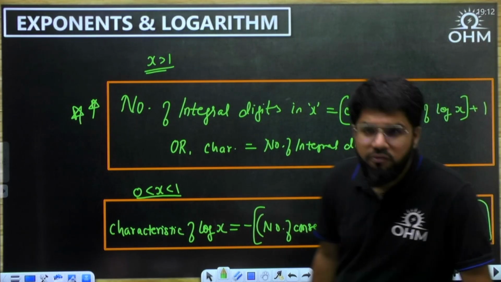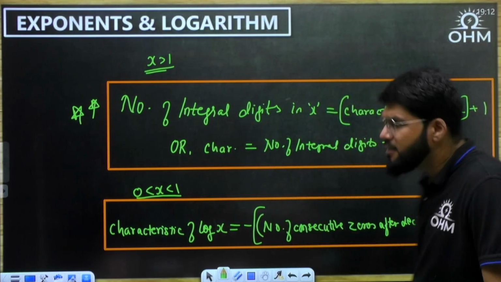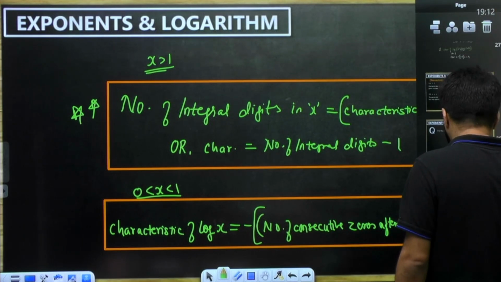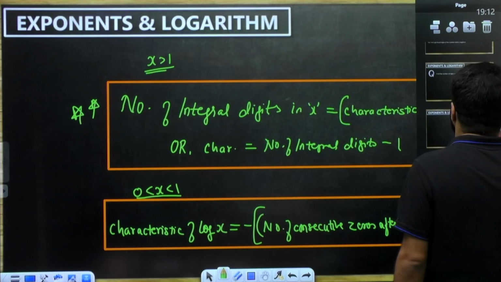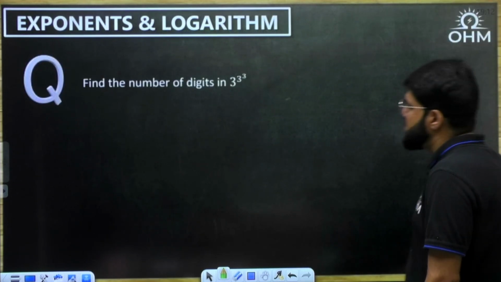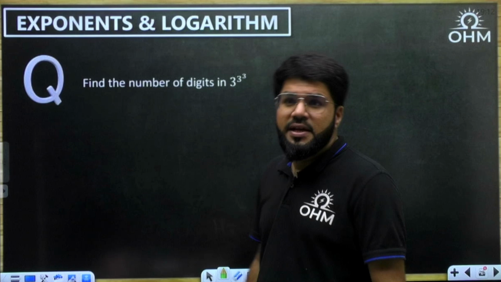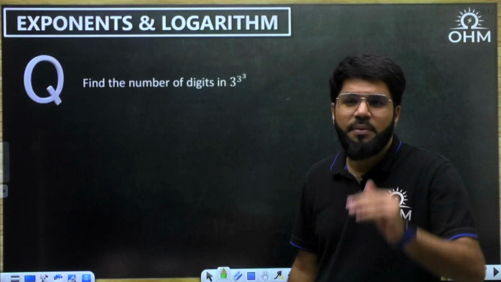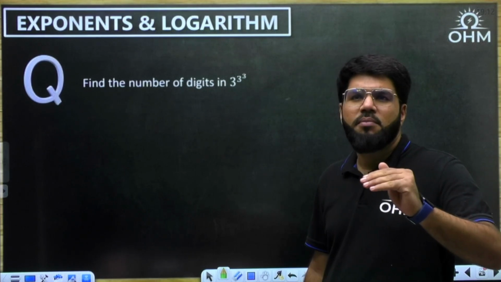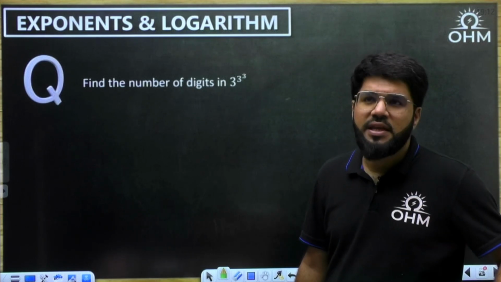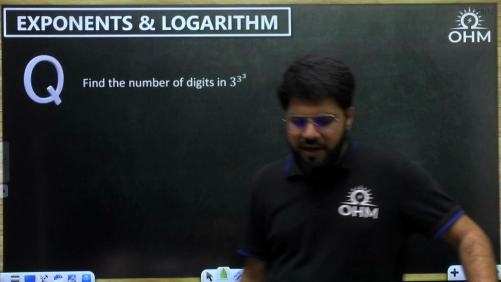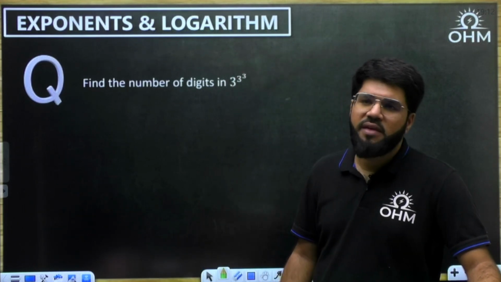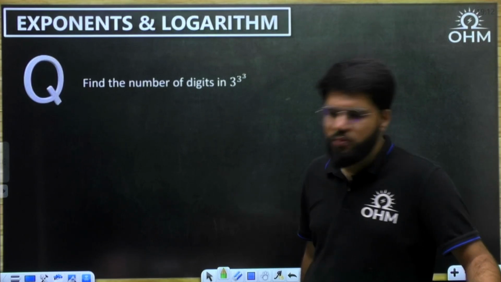Now, what type of tricky questions can be framed here? Have a look at this question. What is the number of digits in 3 power 3 power 3? See, 3 power 3 power 3 is still a small number. You can calculate it with a calculator, but when the question comes in the exam, most likely it will be a large number that is out of range of the calculator.